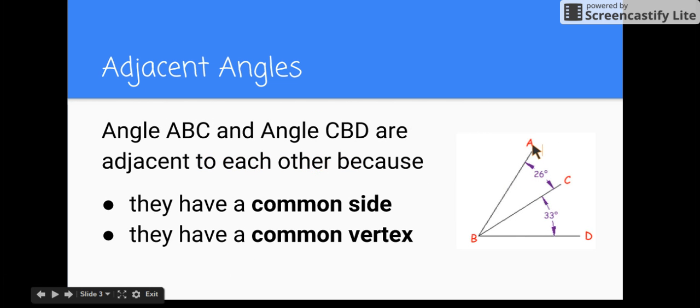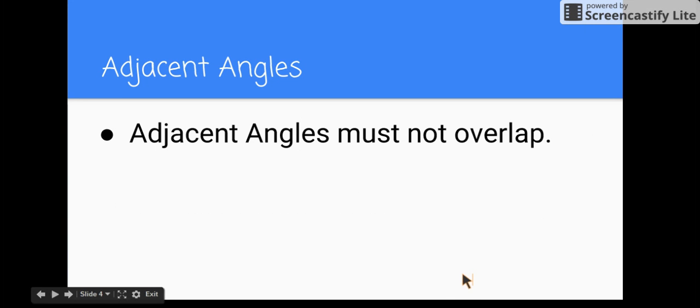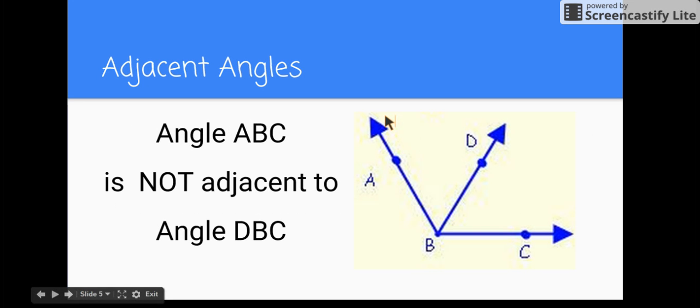So we have angles A, B, C, and angles C, B, D. They are adjacent to one another because they have a common side, side C, and they have a common vertex, vertex B. With adjacent angles, it's very important to know adjacent angles must not overlap. So in this example, A, B, C, and angle D, B, C are not adjacent because D, B, C is inside of A, B, C.